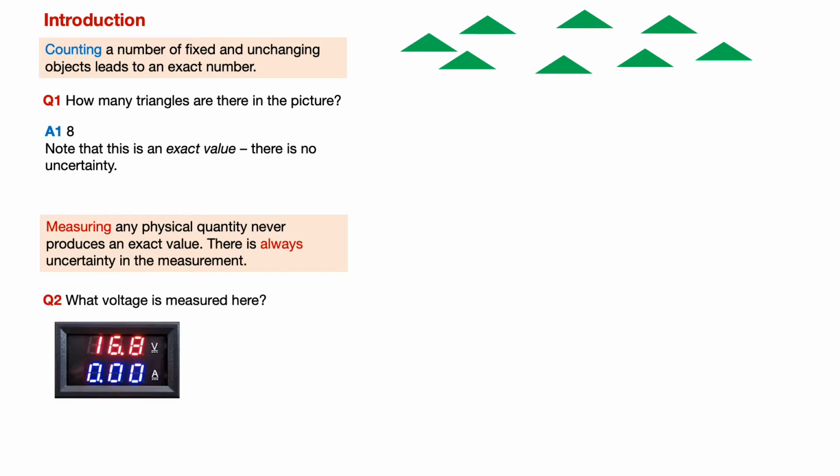Here's an example. What voltage is measured here? I'm sure you all spotted. The reading is 16.8 volts. What's the error in that measurement? Now draw upon your knowledge of higher physics to answer this question. Well, it's a digital scale, and so the error in the measurement is quoted as plus or minus 0.1 volts. The last decimal place tells us what the error is.